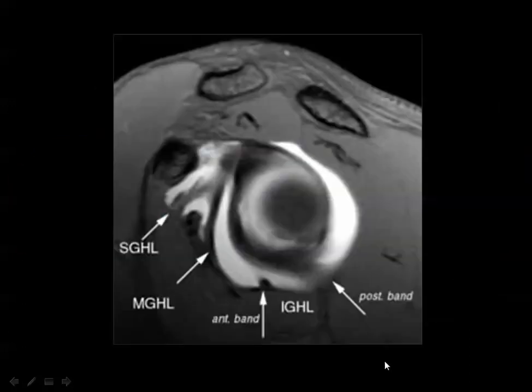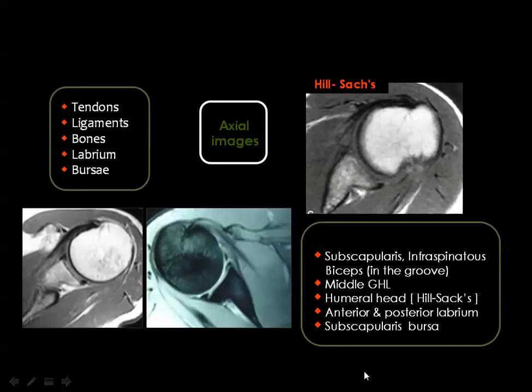Then if you want to see the glenohumeral ligaments, you should inject the contrast inside the joint, and you have sagittal images. This is the inferior glenohumeral ligament, and this is the middle one, and this is the superior glenohumeral ligament. Then what are the values of the axial images?